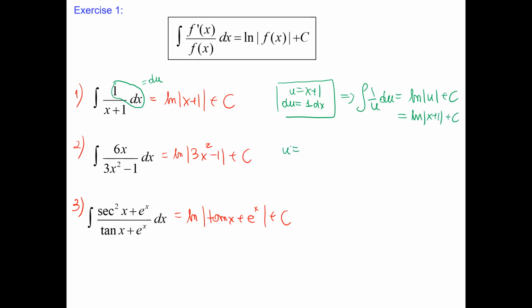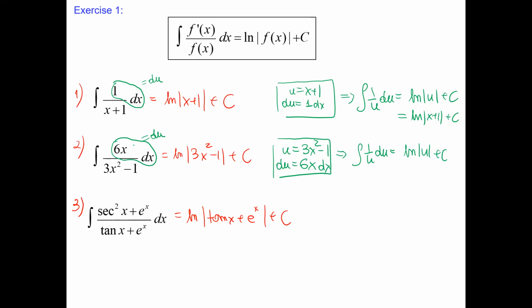The same for here. u will be the denominator, 3x squared minus 1. Derivative of u will be the derivative of 3x squared minus 1, 6x dx. That's what we were actually, this is du. Okay, then the corresponding integral is just 1 over u du. The same thing, natural log of u.